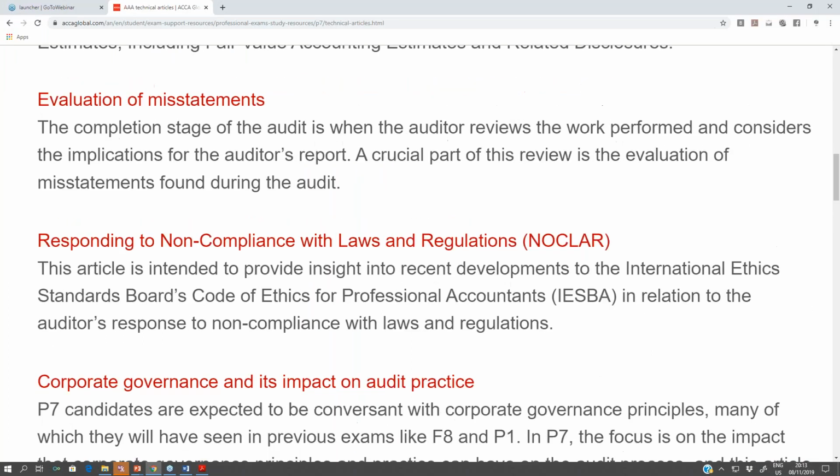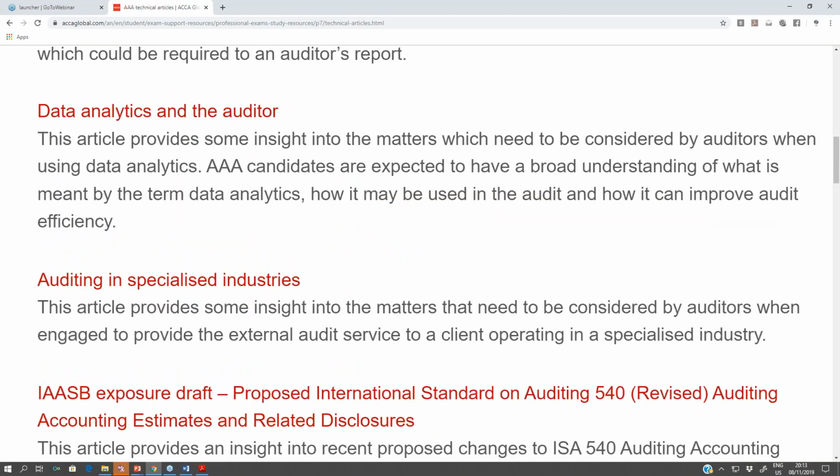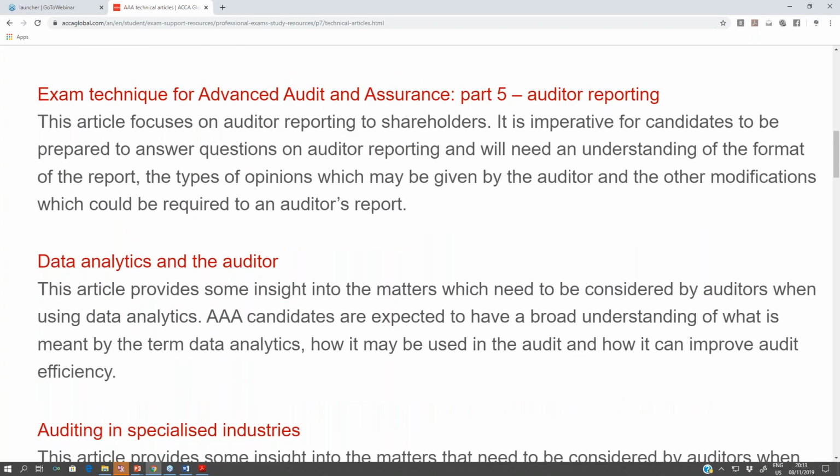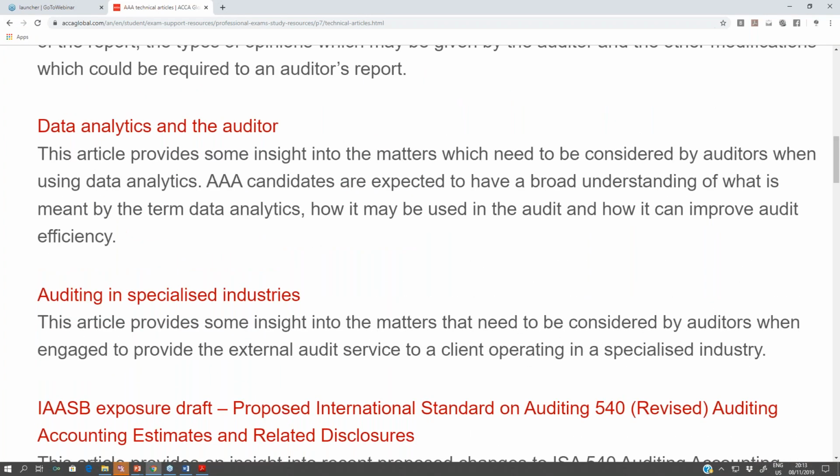Okay, now that's bringing us to this article: Data analytics and the auditor, right in front of your screen. Such an important article because it was skipped in September 19 exams. So will the examiner bring it into December 19 exam? That's a big question. And the chances are significantly higher, right? So let's explore this article.